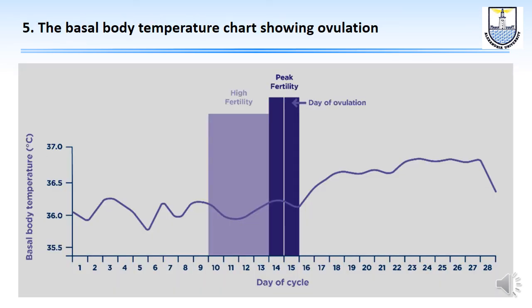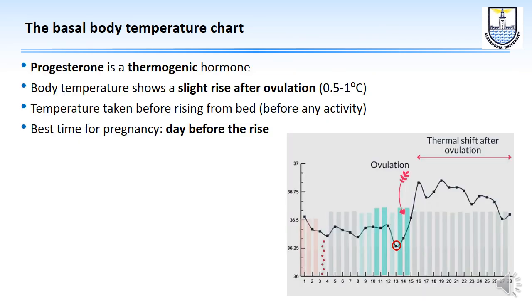Again, we have the basal body temperature. We know that after ovulation, the basal temperature starts to rise. It is not a fever. It is just half a degree or less than half a degree of change. Why is that? Because progesterone is a thermogenic hormone. If you inject it into a man, it will raise his temperature. Body temperature shows a slight rise after ovulation.